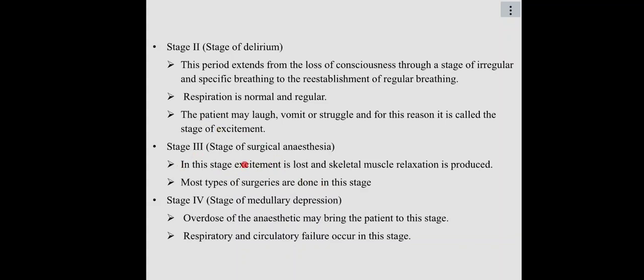Now, if you exceed stage three, then you're going to kill that patient. Stage four, stage of medullary depression. Overdose of the anesthetic may bring the patient to this stage. Respiratory and circulatory failure occur in this stage. If you talk about respiratory and circulatory failure, then now we are talking about death.